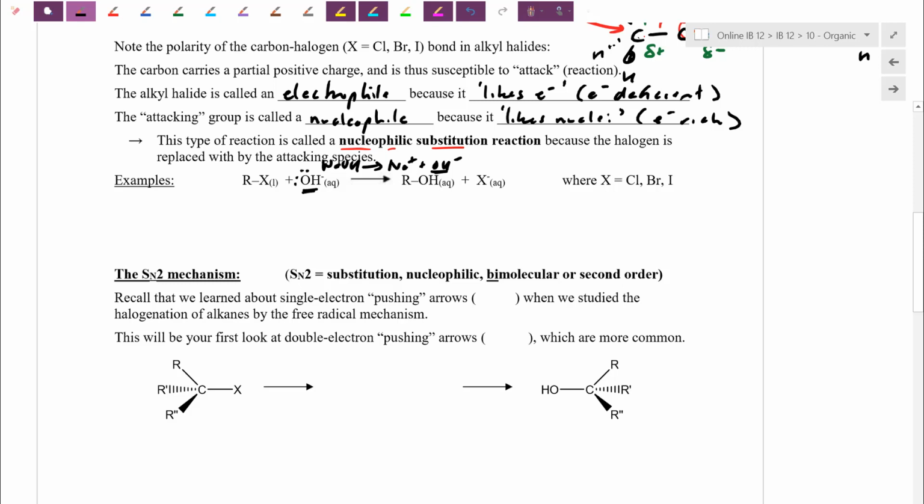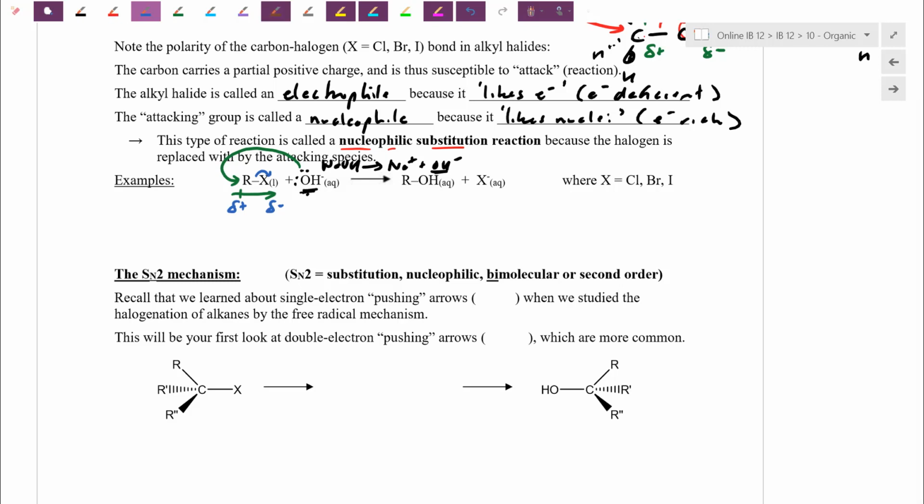Hydroxide is very electron rich. It has a lot of electron density here. When it tries to attack this alkyl halide, it's going to attack the positive part, right? There's a polarity here on this carbon halide bond. It's going to attack the partial positive side and end up removing the halogen. So therefore, we end up having the OH substituted for the X on R, and the X gets kicked off, where the X is chlorine, bromine, or iodine.